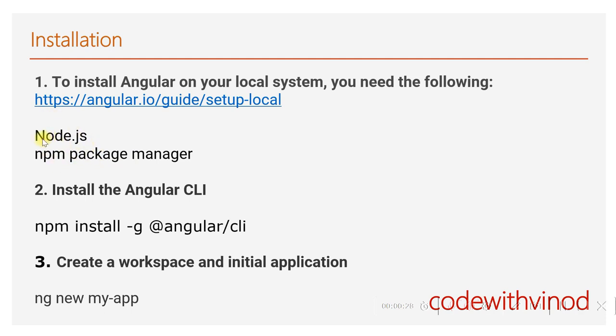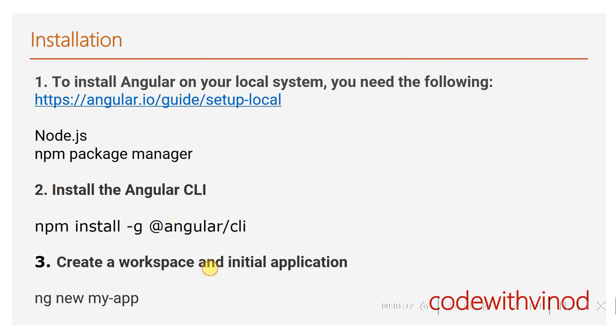Our first step would be to check these dependencies, meaning Node.js and the npm package manager should be installed on our system. In the second step, we will install Angular CLI with the help of the npm package manager. And in the third step, we will create a workspace, or our first web application, with the help of ng new and then the application name. So let's come to PowerShell and we will check Node.js and npm. Also, we need to match the required versions of Node.js and the package manager for a specific Angular version.